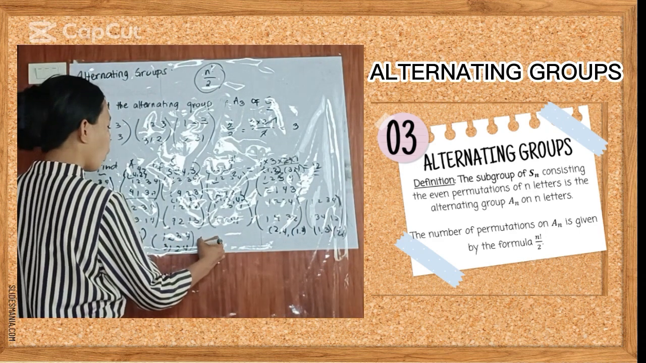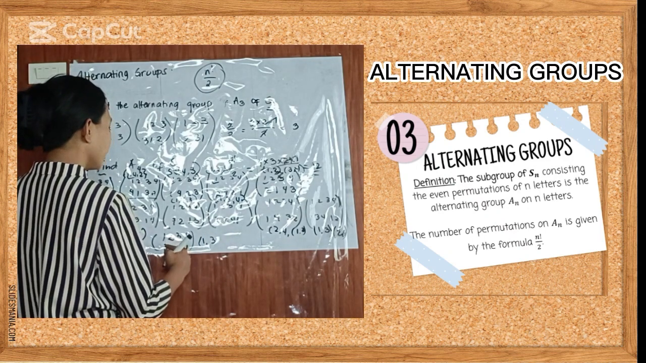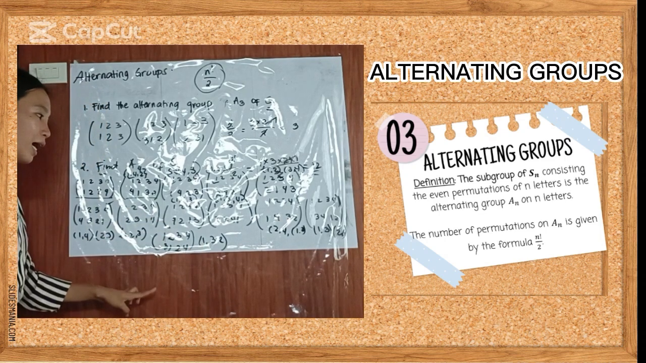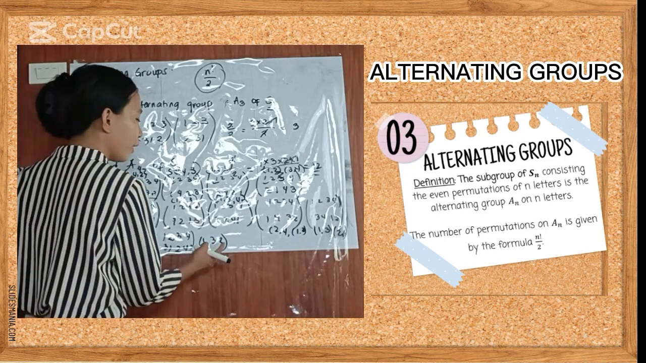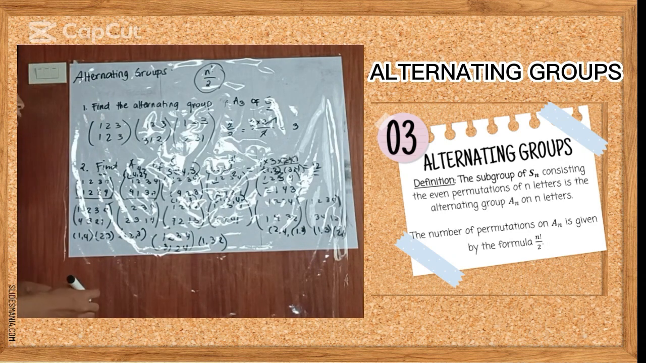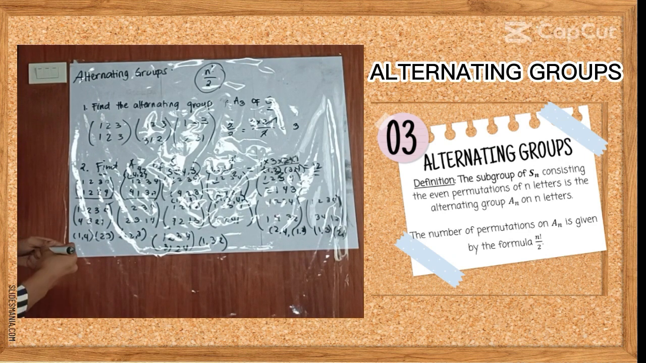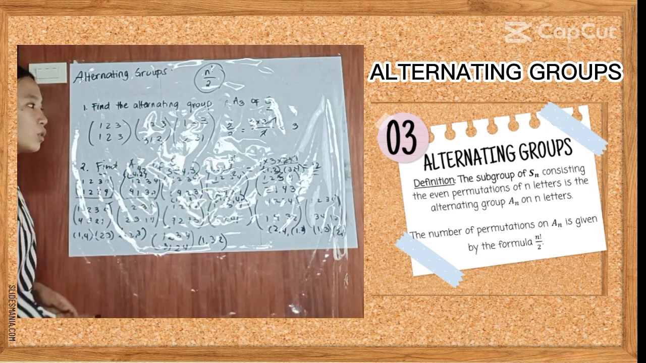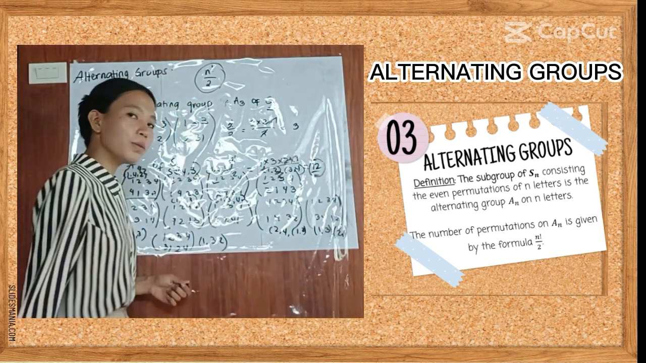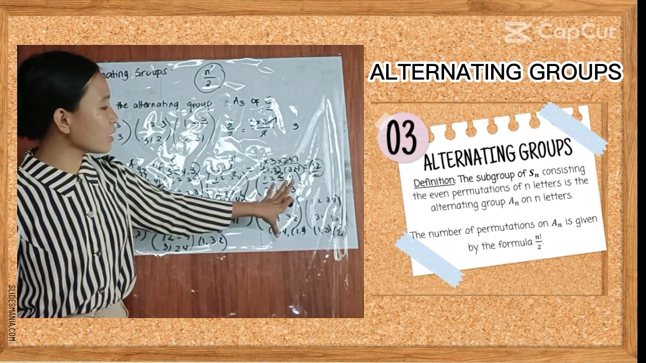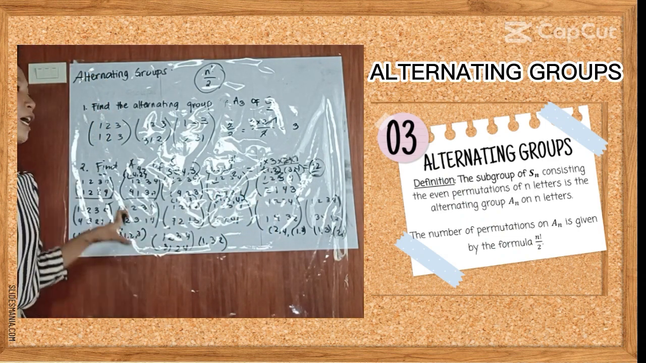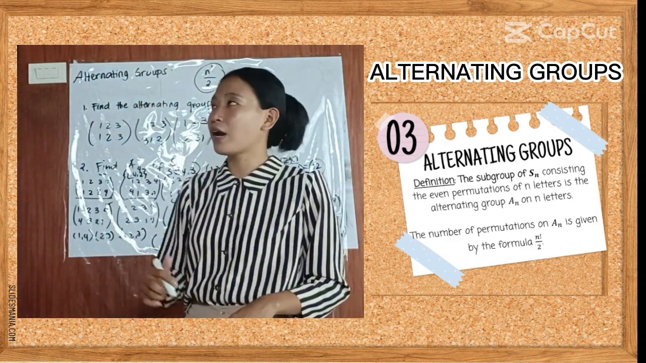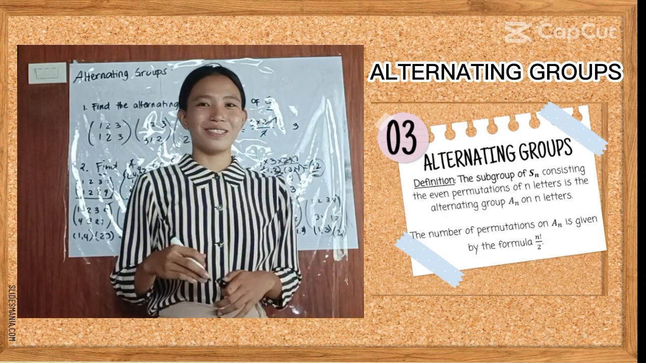So lastly, we have 1, 2, 3, 4 to 3, 1, 2, 4. We have (1 3)(1 3 2). We don't have to write the 4. So we have (1 3)(1 2), and that is even. So we already answered: find the alternating group A sub 4 of S sub 4. We have the 12 even permutations, and we listed all 12 even permutations, and that's how we are going to find the alternating group. That's all.